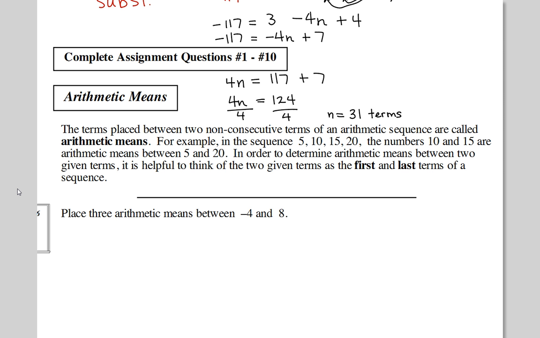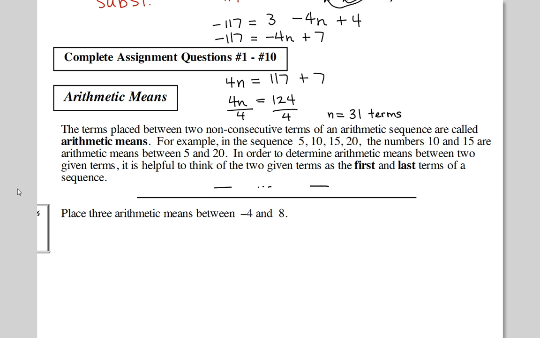Okay? So the terms placed between two non-consecutive terms. So that will look like this. Some term, dot, dot, dot, some other term. And that's all that's going to happen. They're going to give you some term, some other stuff in the middle, which you don't know, and then a final term. And that's how you treat it. You treat it like a first term and a last term. So for example, in this sequence, 5 and 20 are like the beginning and the end, and the 10 and 15 are what they're calling these arithmetic means. Okay, so let's try this out.